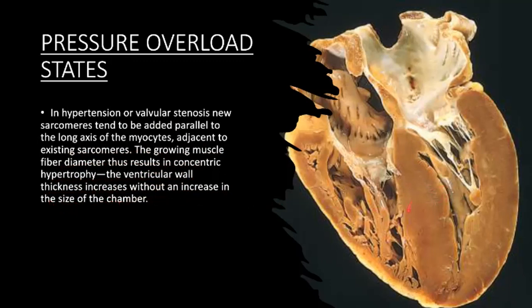Can you look at this left ventricle here? You can see it has undergone hypertrophy. You can see how hypertrophied this muscle mass is. This is a concentric hypertrophy, okay, and due to pressure overload.